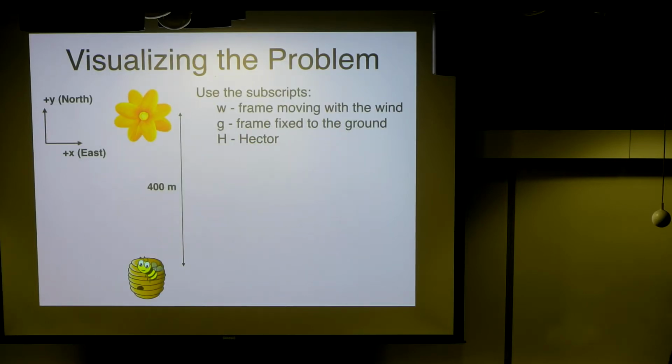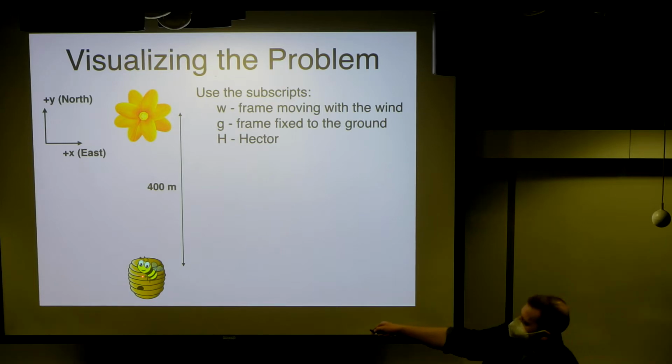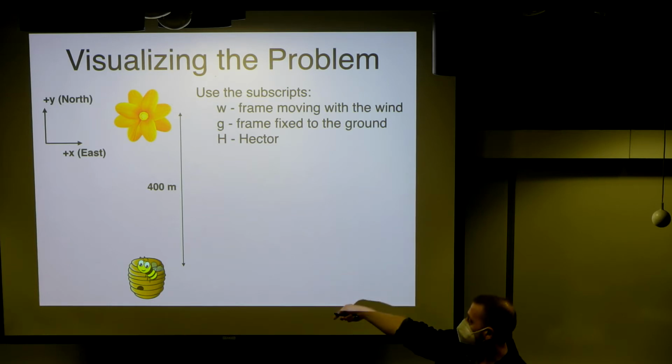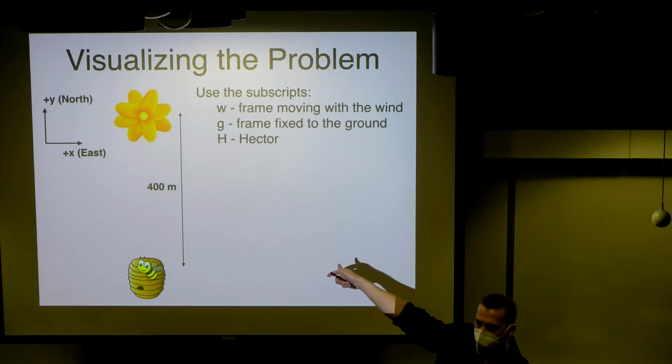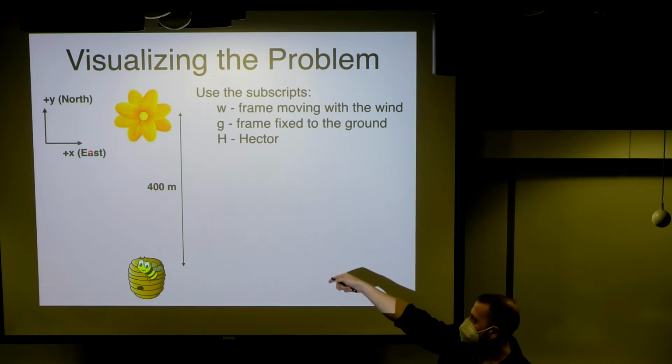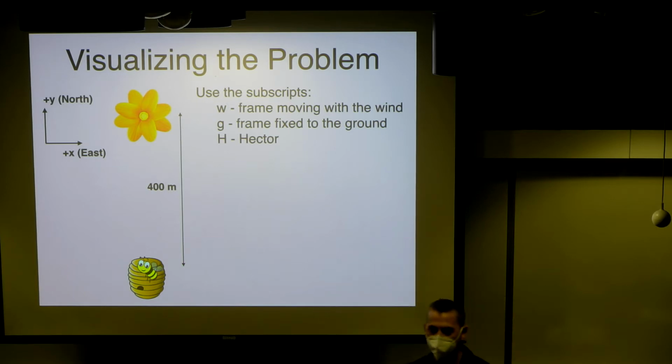So here's what's going on. The beehive is over here. This flower that the bee is trying to get to is directly north of it, 400 meters away. Okay, we're going to set up a little coordinate system that we'll use throughout this problem. It's kind of the standard way to do things, where the positive x direction corresponds to east, and the positive y direction corresponds to north. That's what we typically do.